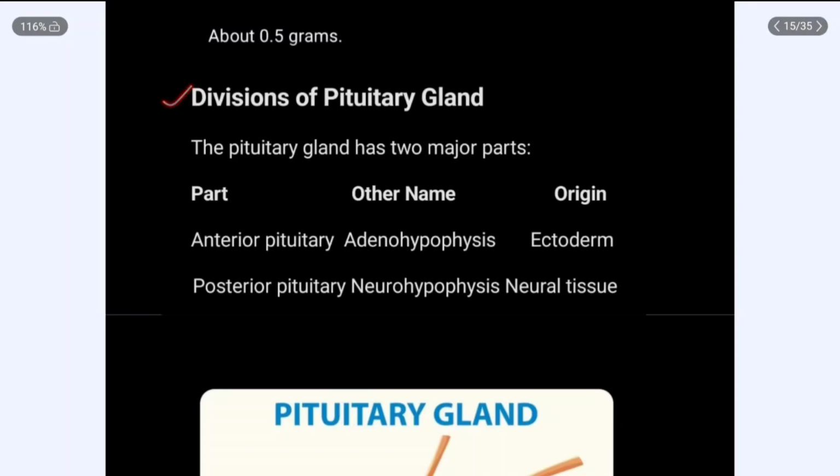Let's see the divisions of the pituitary gland. There are two parts, anterior pituitary and posterior pituitary. The anterior pituitary is also called adenohypophysis, and the posterior pituitary is called neurohypophysis. Let's see the origin. The anterior pituitary originates from ectoderm and the posterior pituitary originates from neural tissue.